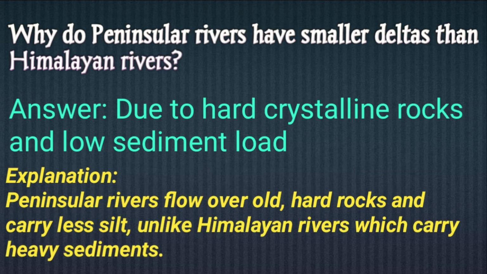Why do peninsula rivers have smaller deltas than Himalayan rivers? Answer: Due to hard crystalline rocks and low sediment load. Explanation: Peninsula rivers flow over old, hard rocks and carry less silt, unlike Himalayan rivers which carry heavy sediments.